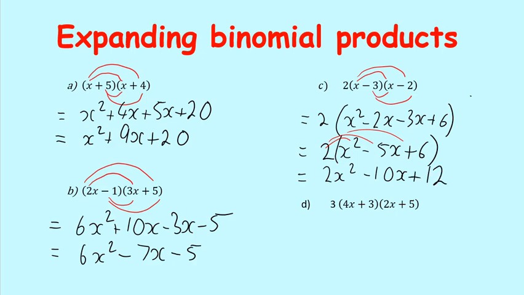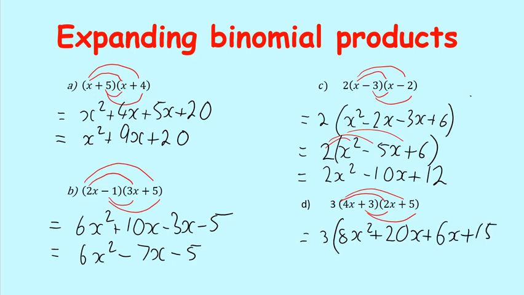And for example D, we will do the same as the previous question, which will give us the 3 bracket 8x squared plus 20x plus 6x plus 15 bracket. We will collect like terms, giving us 3 bracket 8x squared minus 26x plus 15 bracket. We will then multiply by 3, leaving us with the answer 24x squared plus 78x plus 45.